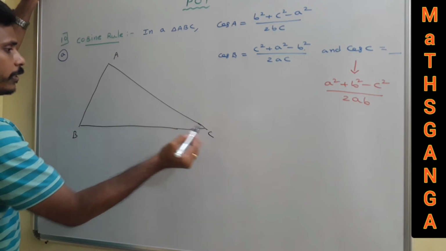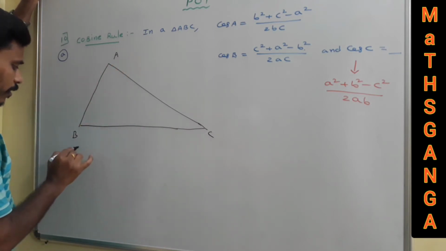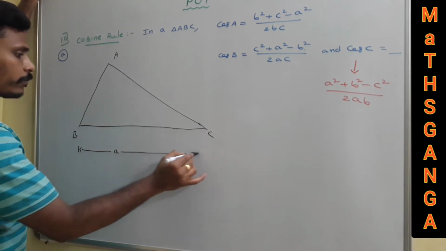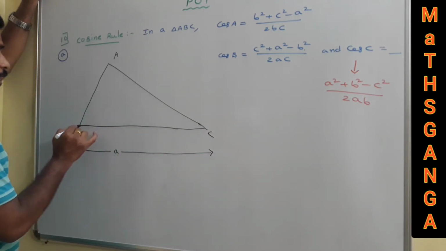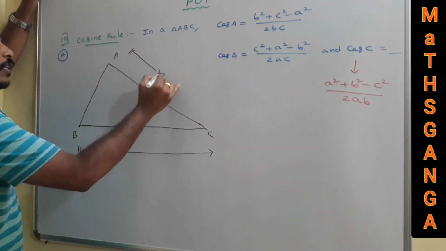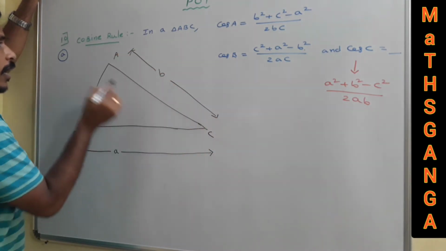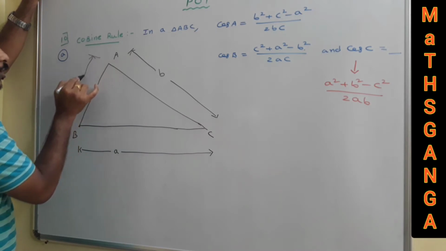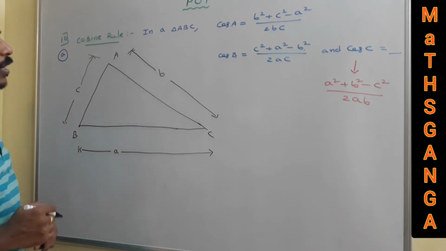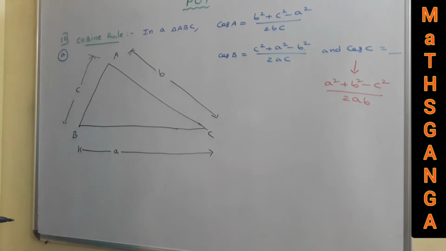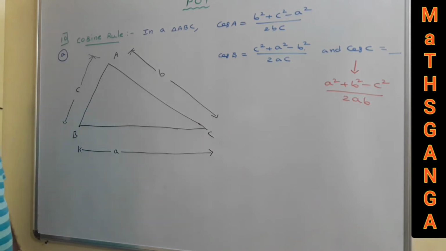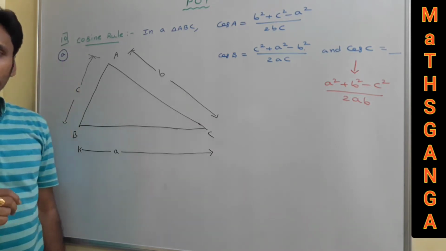Since this is A, the side length opposite to A is small a, by the notation of the triangle, and this is B, and the side length opposite to angle B is small b, and the side length opposite to C is small c, and that's it. So a, b, c are the side lengths of the triangle. And the next task is to prove cos A or cos B or cos C.